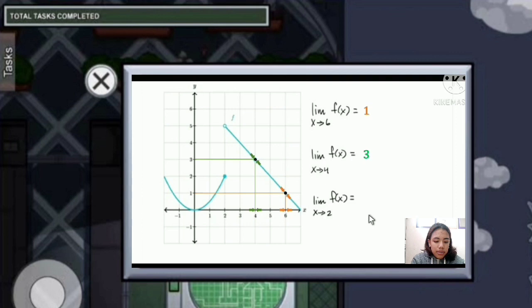The last one is the limit of f of x as x approaches 2. Our problem is interesting because as x approaches 2 from the left, y is getting closer to 2. But as x approaches 2 from the right, y is getting closer to 5. So our final answer is the limit does not exist. Take note that a two-sided limit will exist if our one-sided limits have the same value.